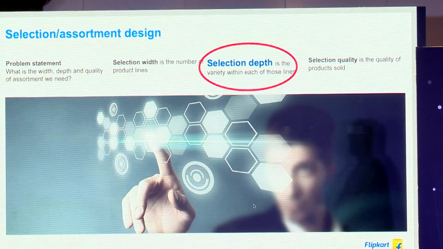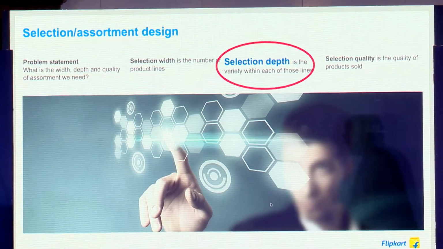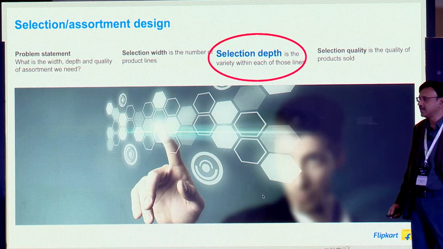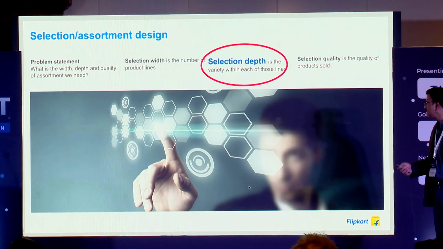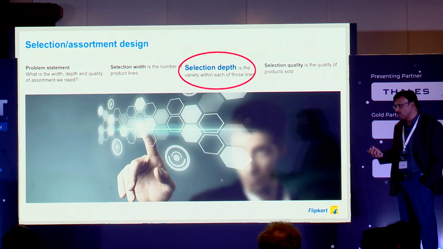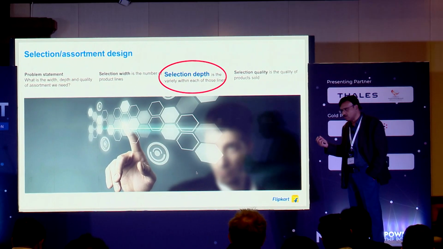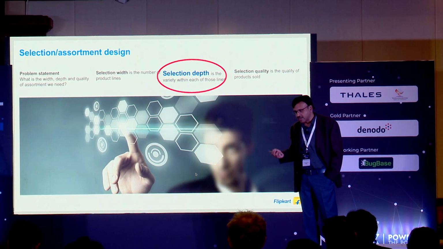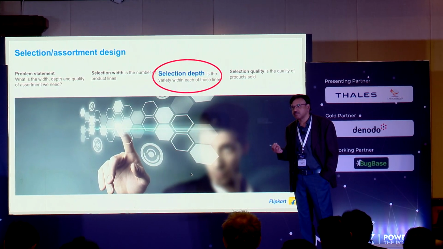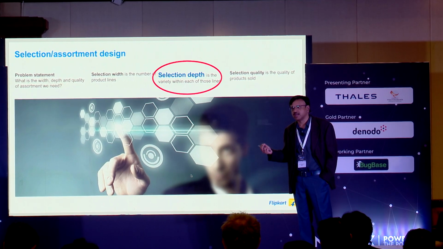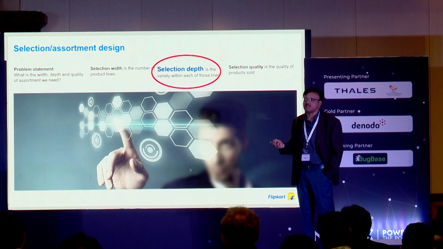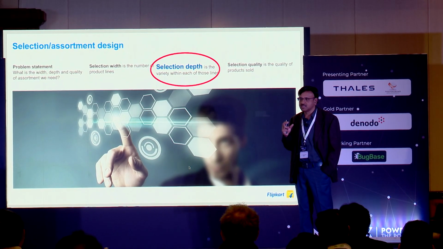So now let's go to selection depth, okay, or variety. What we are saying is, do you have enough variety? There are multiple ways to look at depth. One way to look at depth, which I'm not going to talk about today, but we look at that as well, is that let's say you have a Nike basketball shoe. How many types of Nike basketball shoe should I have so that people feel like there are enough? That's more branded selection.